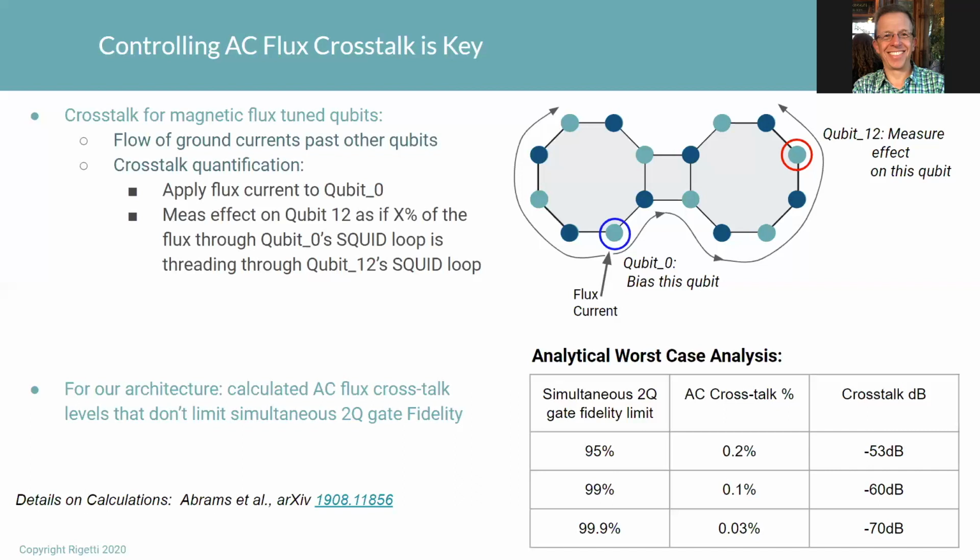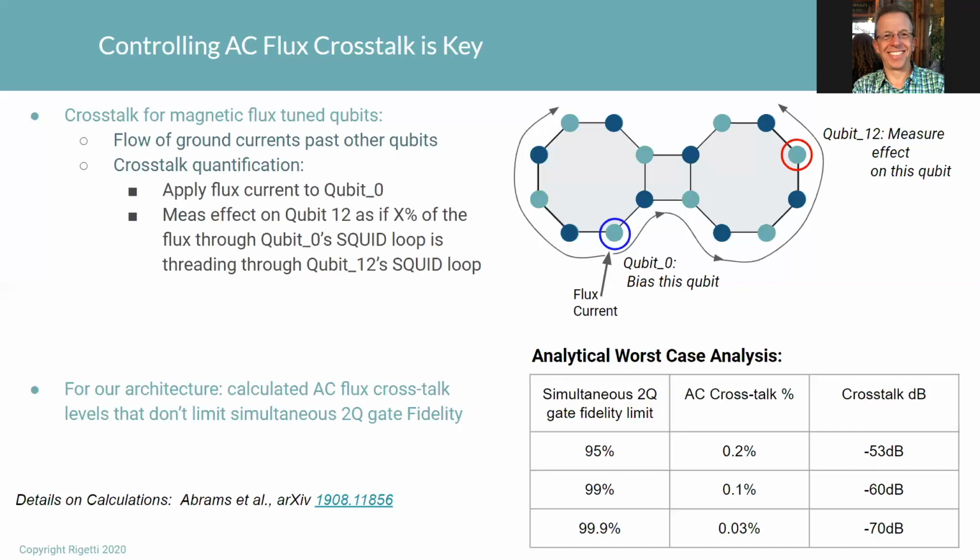And so to give a sense of how this connects to 2Q fidelities, we've done a set of calculations. I've got the reference here below, saying if you were limited by crosstalk for your 2Q gate fidelity, and in the worst case where you have both matched frequency and matched phase between qubit 0 and, in this case, qubit 12, then for a 95% 2Q fidelity, you would need to get your AC crosstalk below 0.2%. For 99%, you'd have to be below 0.1%, and for 99.9%, you'd have to be below 0.03%.